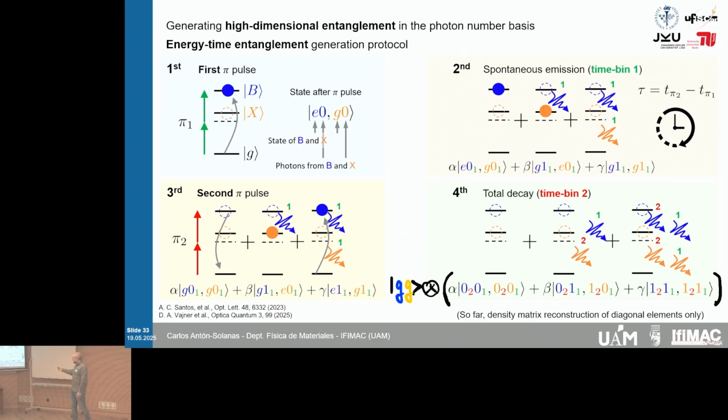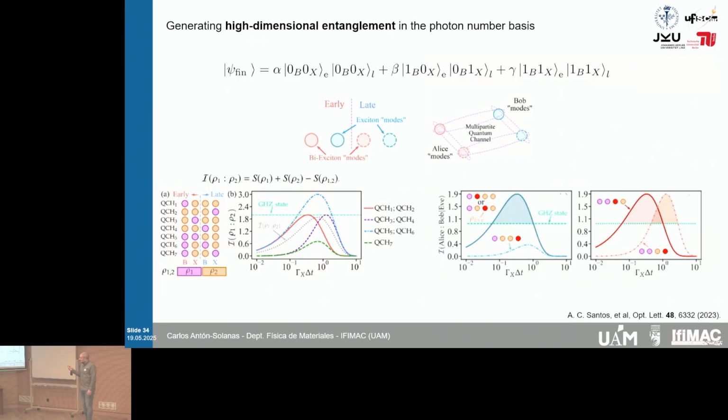One of the applications that we thought about for this state is to compare its performance against a GHZ state of dimension 4. You think about this state, it has 4 modes: bi-exciton early, exciton early, bi-exciton late, exciton late. And what we wanted to do is to see, if Alice is sending this state to Bob, and there is Eve that is still in one of these possible 4 modes, what is going to be the resilience of the state to the mutual information.